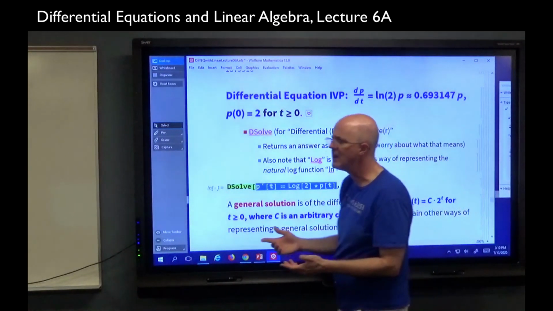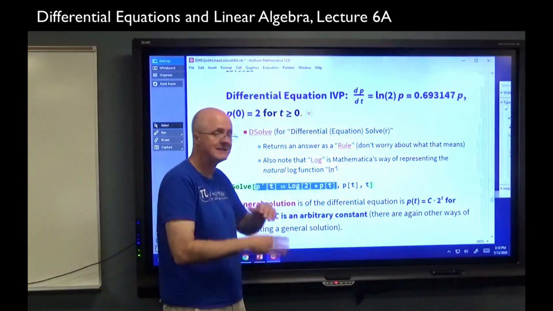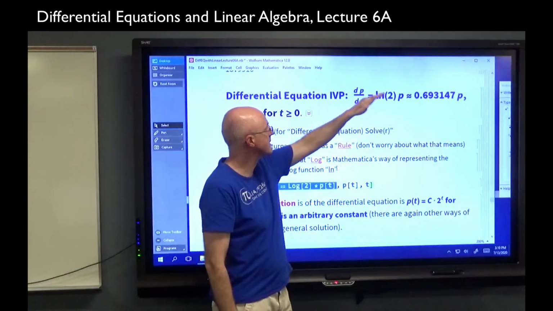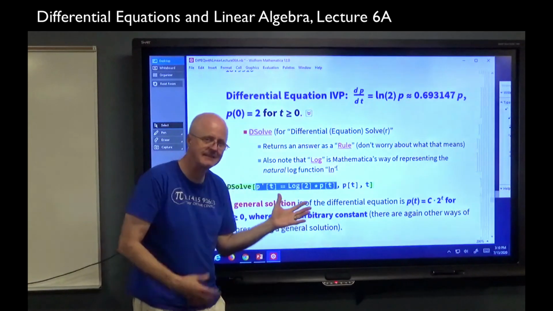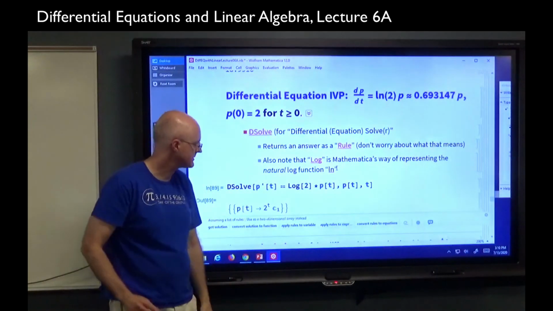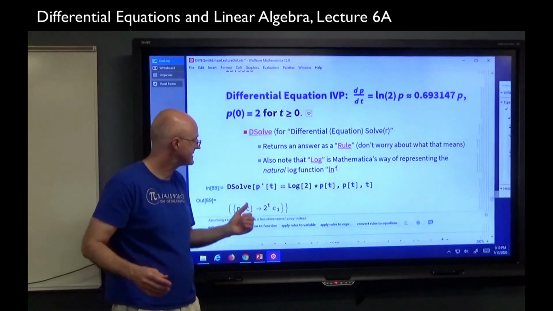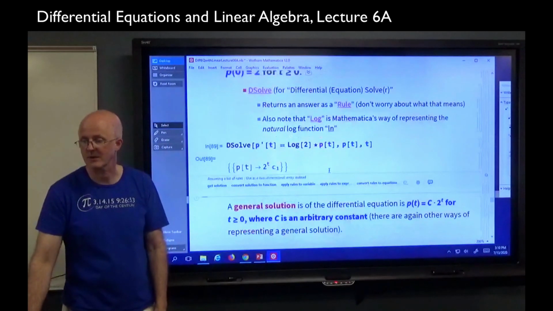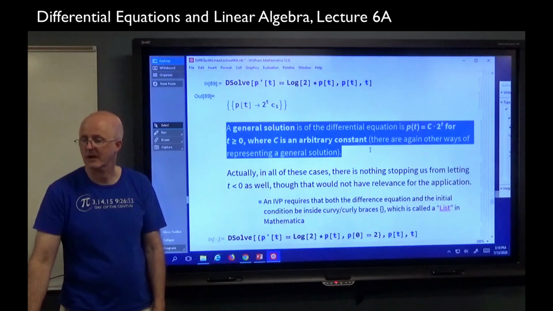Is that wrong? No, it's not. Does it make the equation non-autonomous? No, it doesn't. It's still an autonomous equation. You can still write it this way by hand. But Mathematica, in a sense, needs to know that p depends on t. There's the general solution: a constant times 2 to the t now instead of 2 to the n. This solves the differential equation, not the difference equation. And that's a general solution where c is an arbitrary constant.